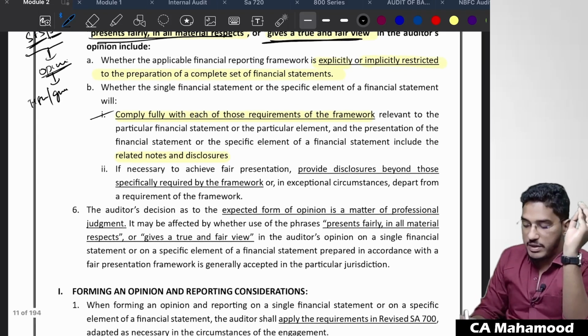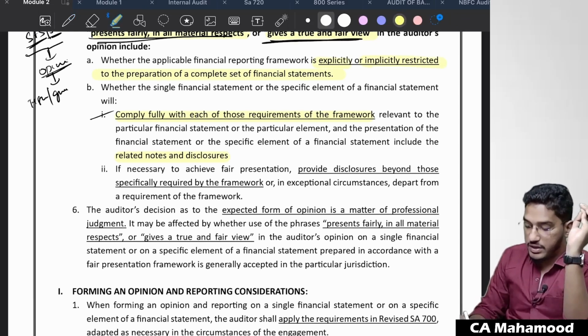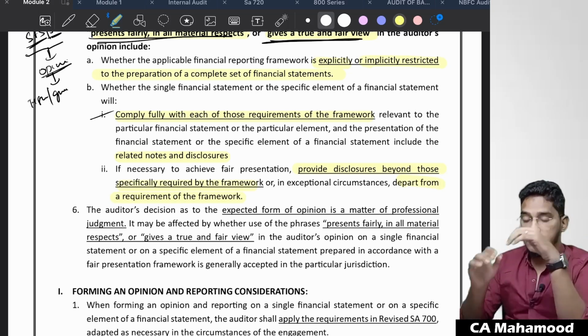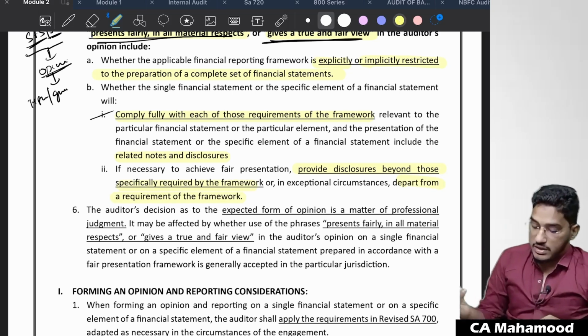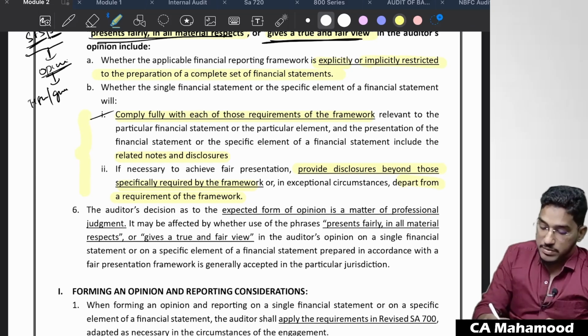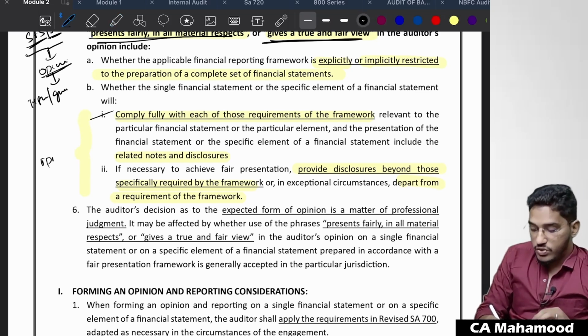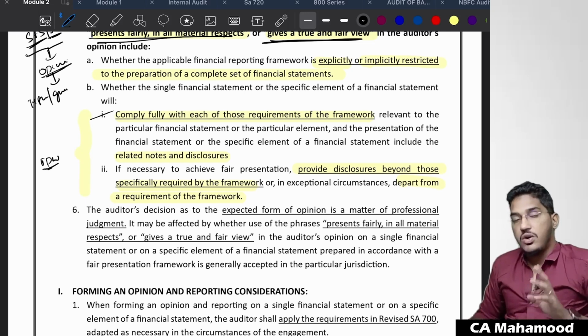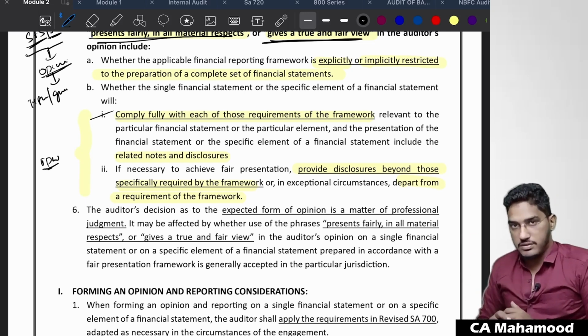If necessary to achieve fair presentation, they provide disclosure beyond the requirements of that framework, or in exceptional circumstances, there is a departure from the requirement of the framework. They are nothing but repeating the definition of the fair presentation framework here. So you need to check whether the financial statements are presenting fairly or giving a true and fair view. Whether you will use these phrases or not will depend on some factors.